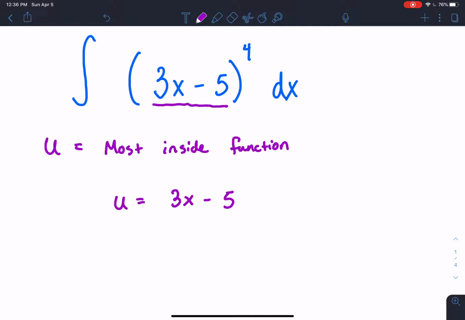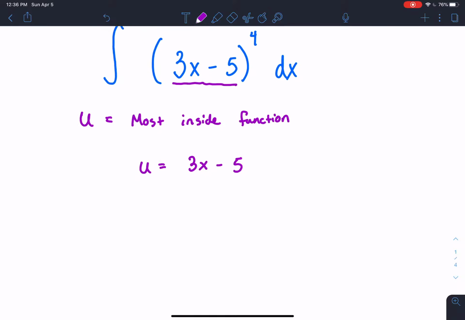Now, when you're doing u substitution, it's kind of the reverse of chain rule. With chain rule, you took the derivative of the outside part and then multiplied it by the derivative of the inside part. Well, now when you're doing u substitution, you're working backwards from that. You have the inside part, the derivative of the inside part somewhere, and then you need to figure out where that came from.